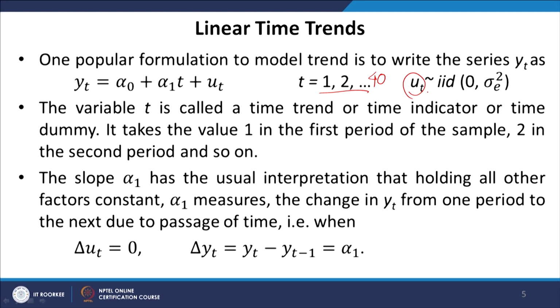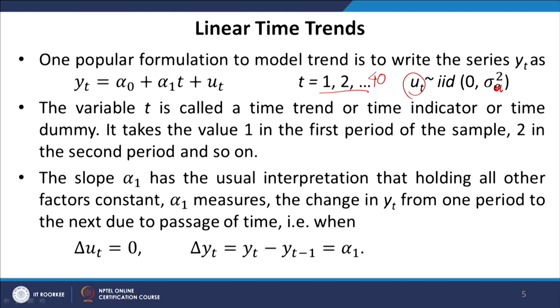It is identically and independently distributed with 0 mean and constant variance sigma square e, or it can be sigma square u. And being identically and independently distributed itself implies that there are no auto covariances or auto correlations between the values of the error term.